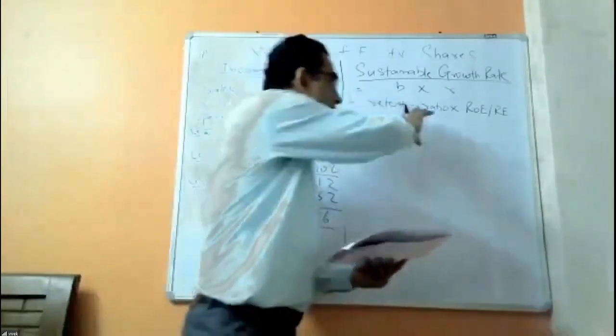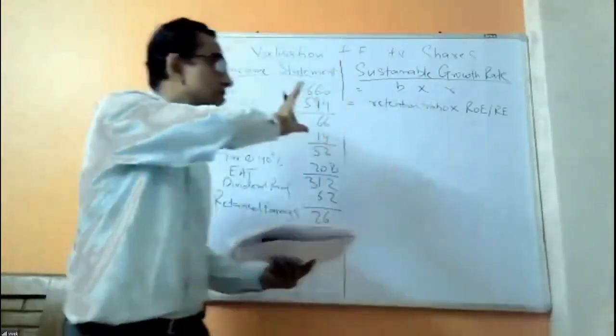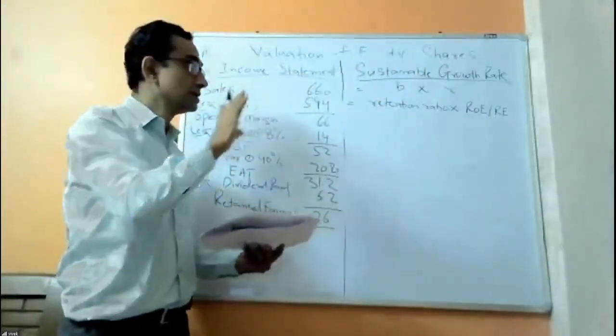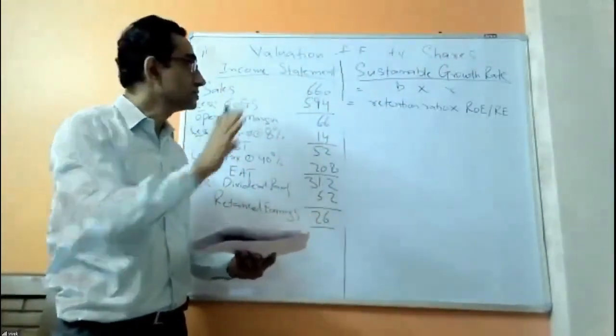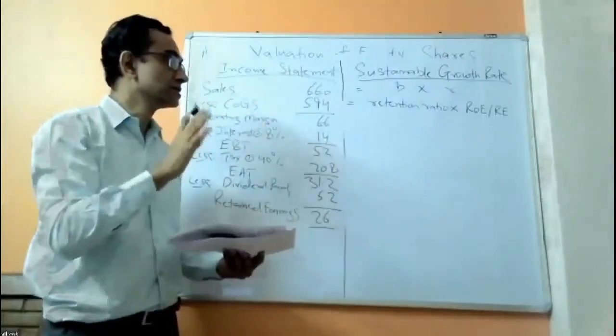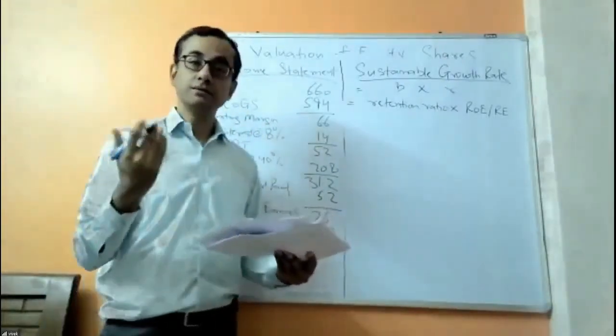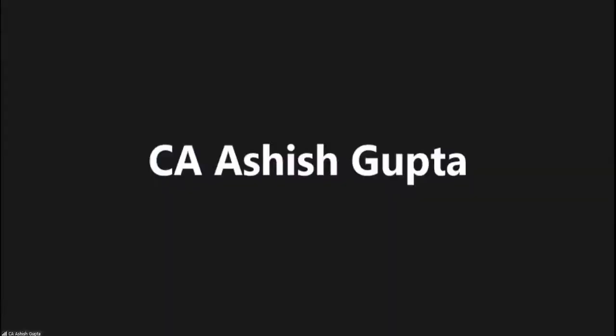And return on equity means whatever percentage of retention the company is investing, whatever return it is generating, that is the return on equity. So that is why the growth rate depends on the retention ratio, whatever amount the company is retaining, and whatever return the company is generating out of that.